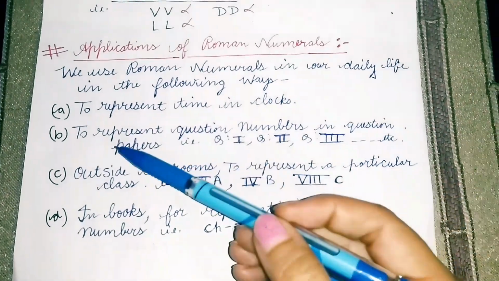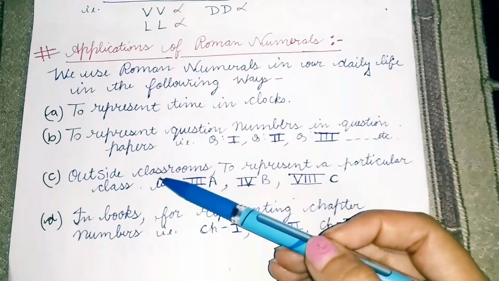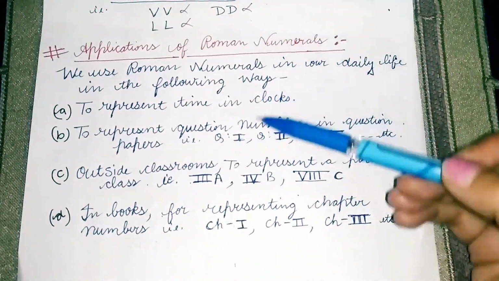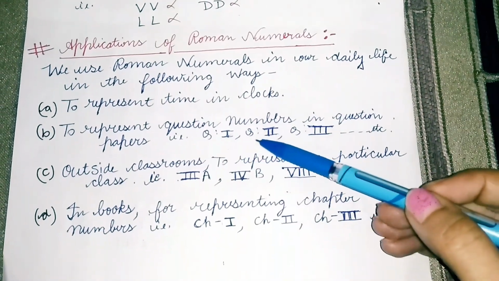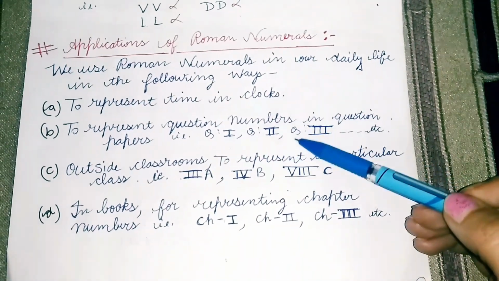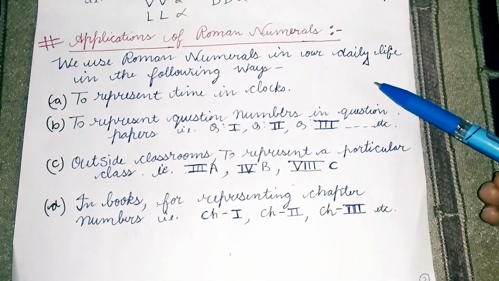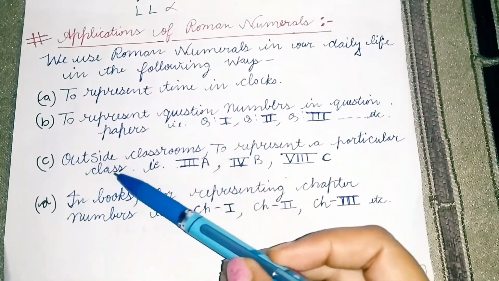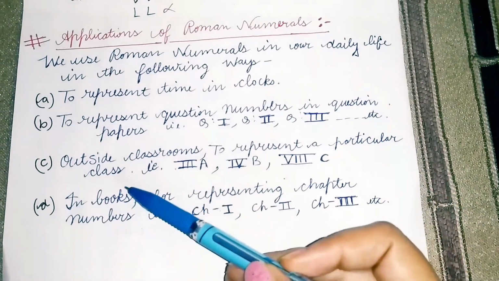Second point, to represent question numbers in question papers. In question papers also you must have noticed that question numbers are sometimes written in these values. Question 1, this stands for question 2, this stands for question 3 because 3 lines are there. This you will get to know in your next class. Now point C. Next point, outside classroom to represent a particular class.